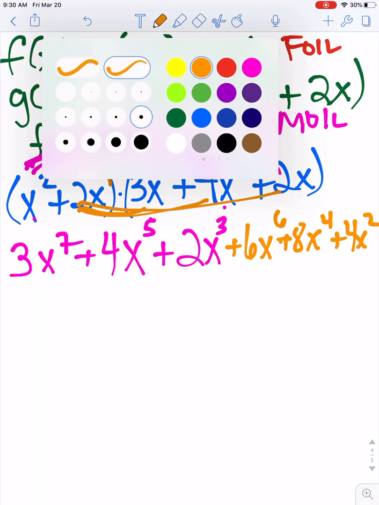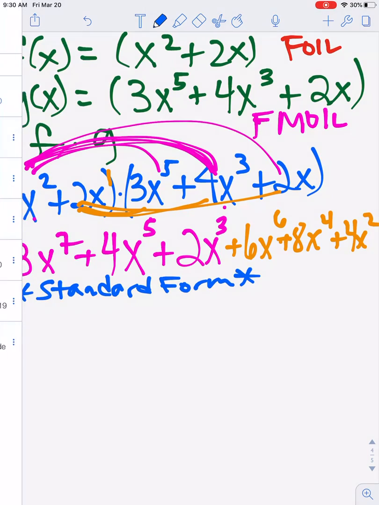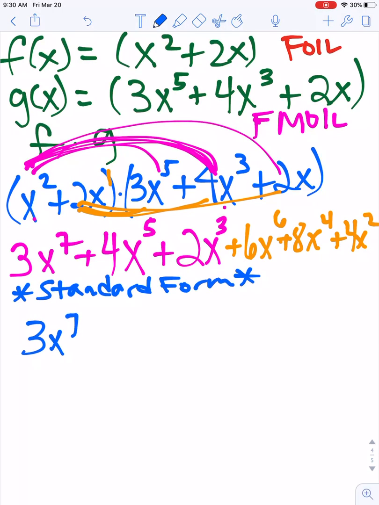Now what we're going to want to do, because we're not done yet, remember, you're going to want to put it into standard form. Standard form, if you don't remember, just means you're going to write the biggest power of x first. So I'm going to write my 3x to the 7 first. Then I'm going to write my x sixth term. So I have plus 6x to the 6. That's my 7. That's my 6. I'm going to go down in descending order. So I go 7, 6, 5. Do I have any 5 terms? Oh, look, I have a 4x to the 5.